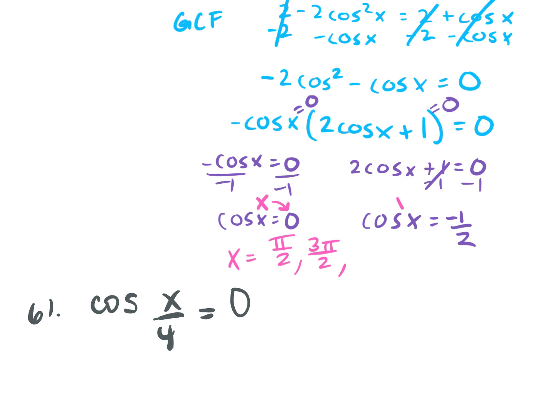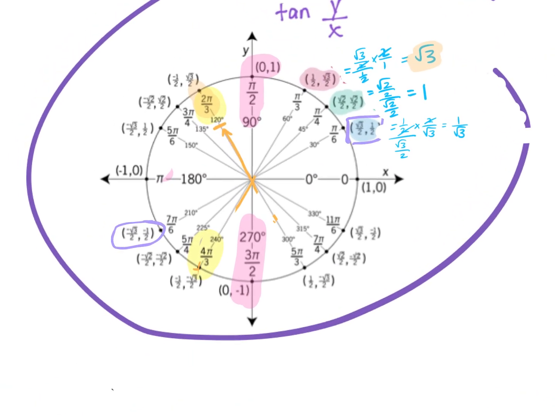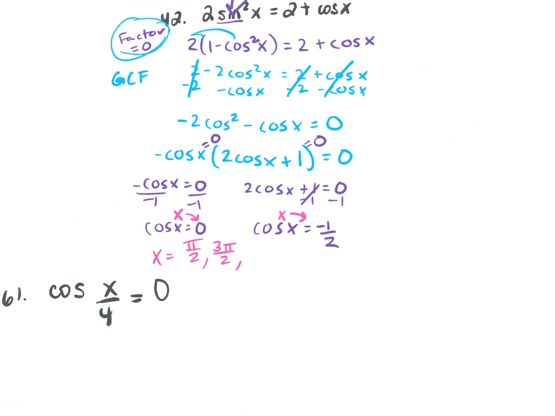And then same thing with the other one. We want to see where our x value is negative 1/2. So we're going to go back to our unit circle, look at our x values. Where's our x value negative 1/2? 120, so 2 pi over 3. Anywhere else? 240, so 4 pi over 3. 2 pi over 3 and 4 pi over 3.